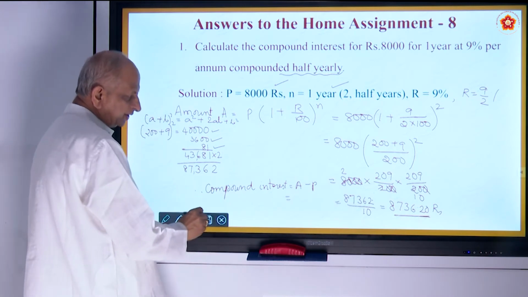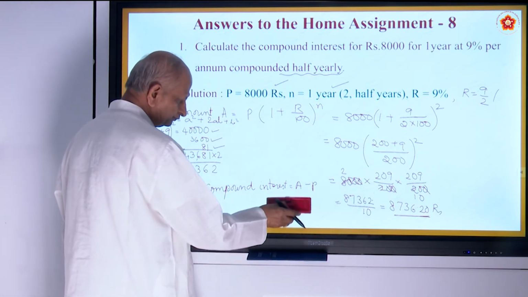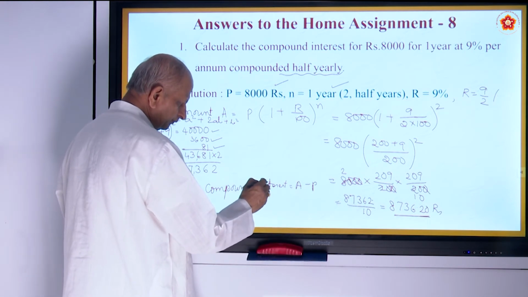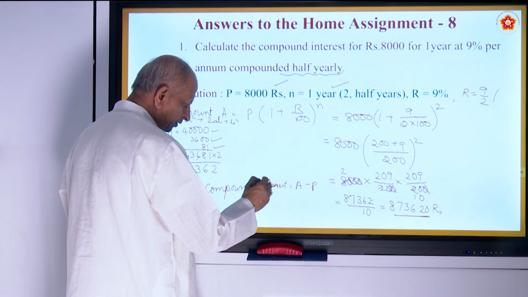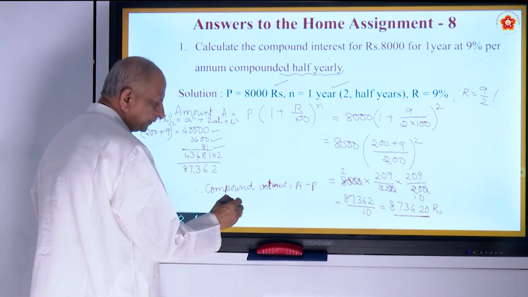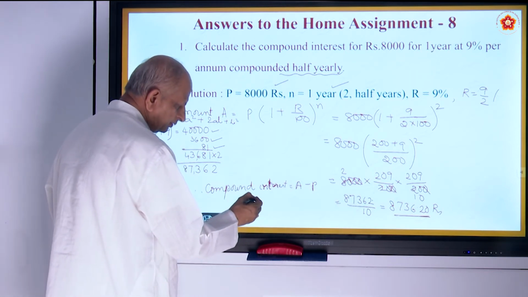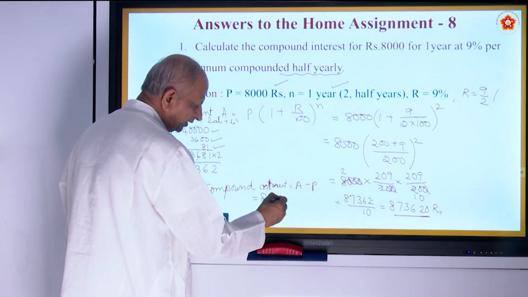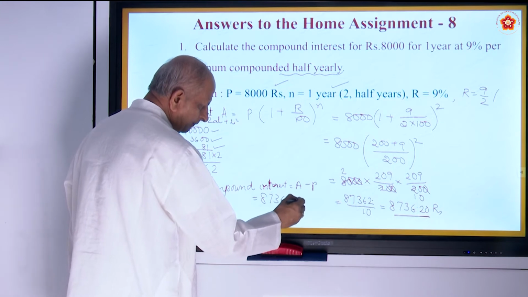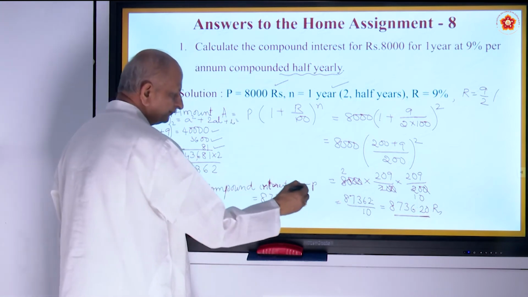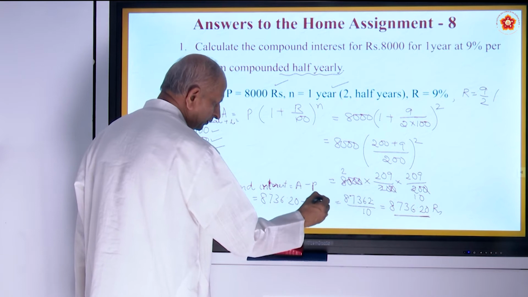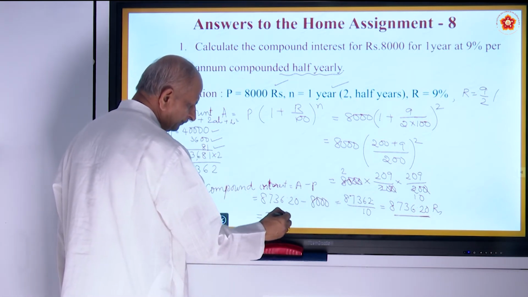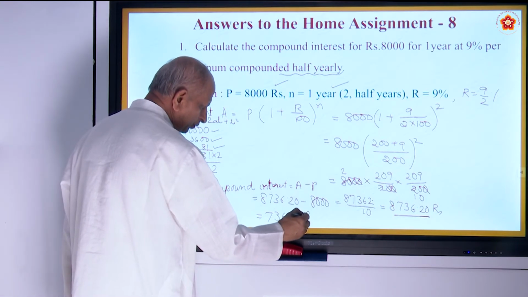So compound interest is equal to amount minus principal. What is the amount? Amount is 8,736.20 minus what is principal? 8,000. So that will be 736.20 rupees.